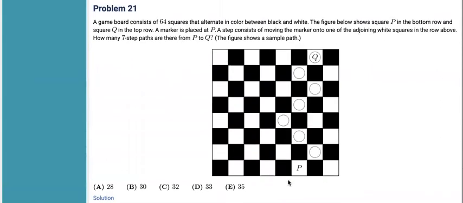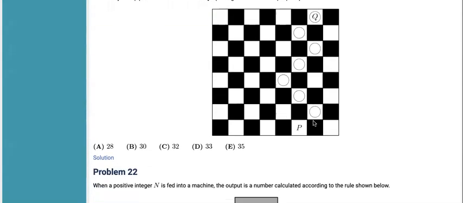Figure shows square P in the bottom row and square Q in the top row. One displays a P step moving the marker into one of the joining squares. How many 7-step paths are there from P to Q? Oh no, this is such a pain. Dang it. This is why this is hard. Or at least non-trivial.